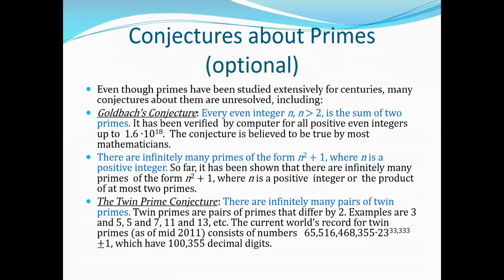And some conjectures about primes. So we have the Goldbach conjecture: every even integer n greater than 2 is the sum of two primes. For example, 4 is 3 plus 1, but 1 is not a prime, so exclude that. Okay, let's have 5, 3 and 2, 7.